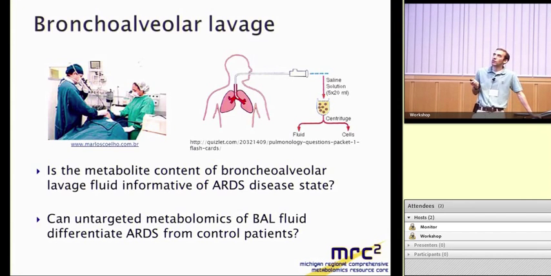And so the questions that we sought to answer in this study were, first, is the metabolite content of bronchoalveolar lavage fluid informative of the acute respiratory distress syndrome disease state? Does it have something to say about the disease state? And then a related question, and where we really focus the paper, is can untargeted metabolomics on whatever happens to be in this fluid, not well known, differentiate patients with the condition from controls who are subjected to this procedure but had otherwise healthy lungs?